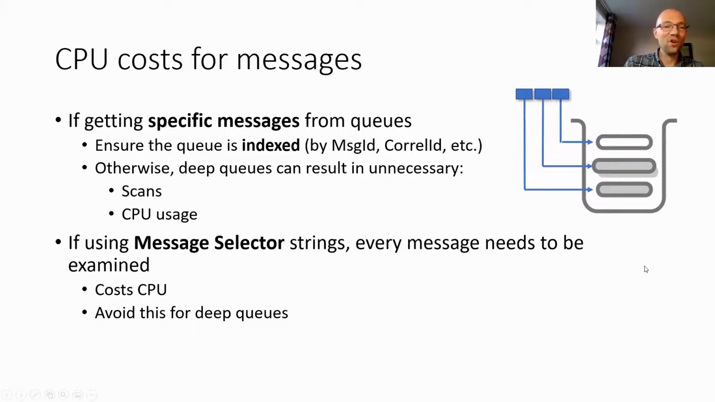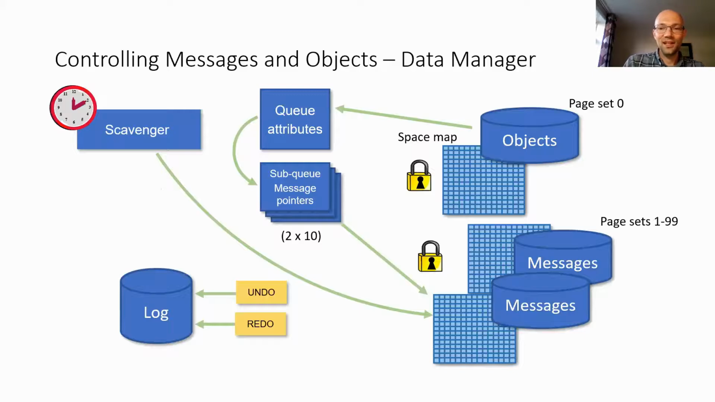So just a few performance tips there that are related to essentially how the message manager works. So the message manager, as you remember, is what deals with the MQI calls from the applications, but it doesn't actually deal with storing the messages itself. It's a data manager that deals with mapping messages and objects to buffers where they're actually stored by the queue manager.